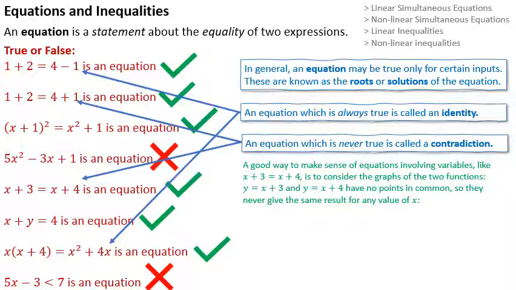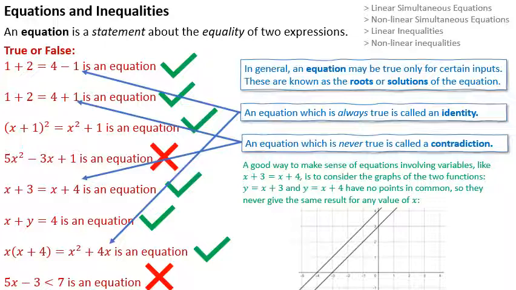Generally speaking, it can be helpful to think of an equation graphically. If you're trying to visualize what it means for an equation to have multiple solutions or no solutions or an infinite number of solutions, well, we can think of the graphs that correspond to the left-hand side and the right-hand side of your equation. So if you want to make sense of x add 3 equals x add 4, we could draw the graphs of y equals x add 3 and y equals x add 4, and they look like this.